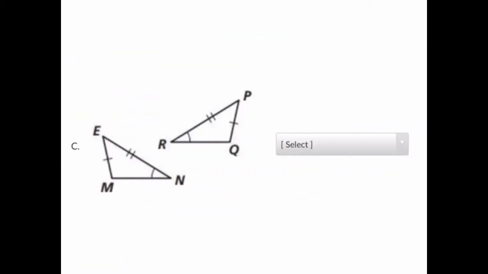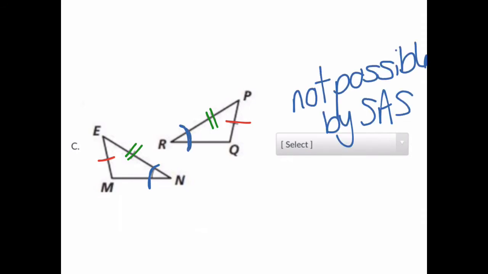And here's another one. Can we prove these by side angle side? So it looks like they've given us one side here, and they've given us two sides there, and then here they've given us an angle. And this is not possible by side angle side because the angle is not between the two sides. In order for that to happen, we would need to use angle E and angle P because that would be the angle between the two sides. So this one is not possible.